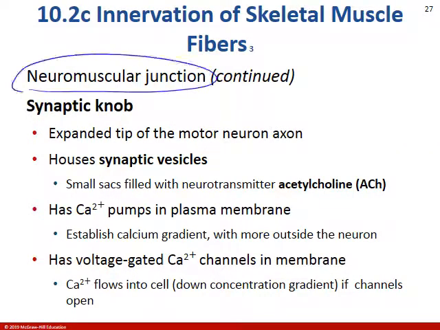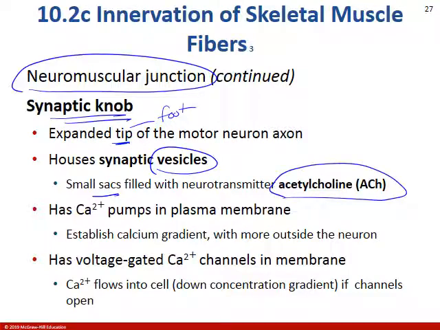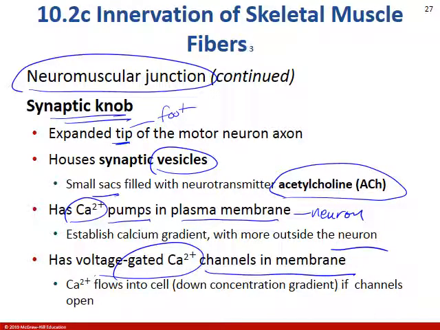On the neuromuscular junction, we have that synaptic knob. It's the tip or the foot of the motor neuron. It has vesicles, small sacs, and they're filled with acetylcholine. It has calcium pumps in the plasma membrane of the neuron, and there's a calcium channel in the membrane.